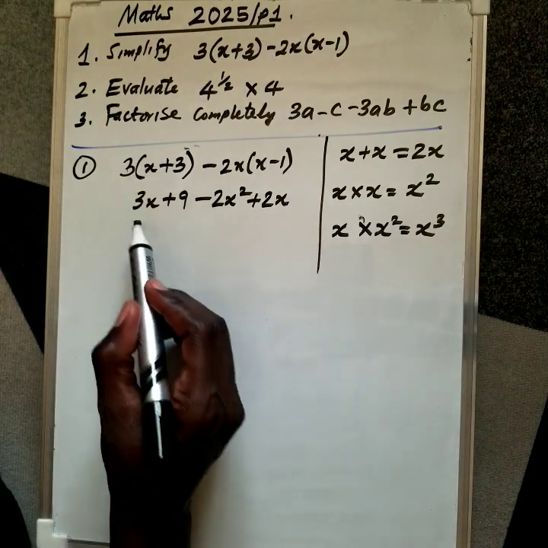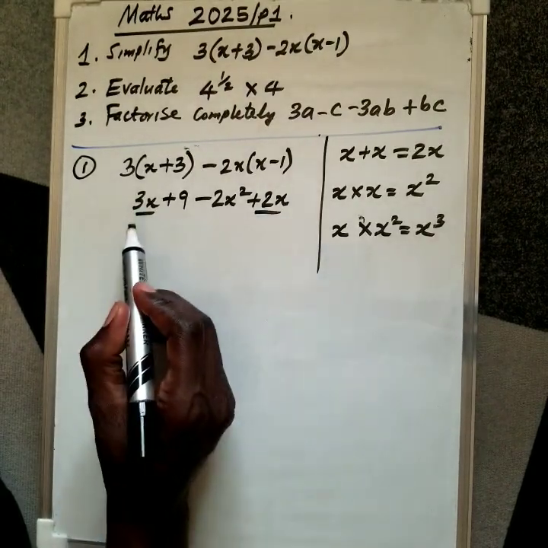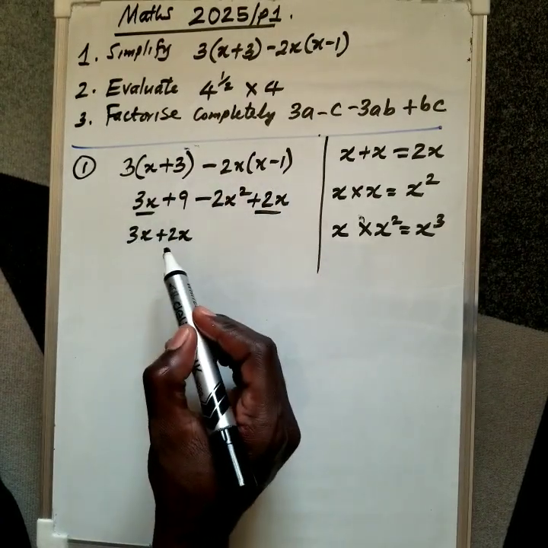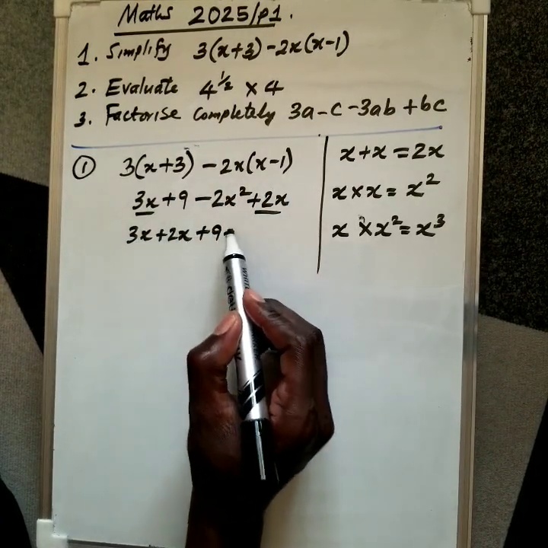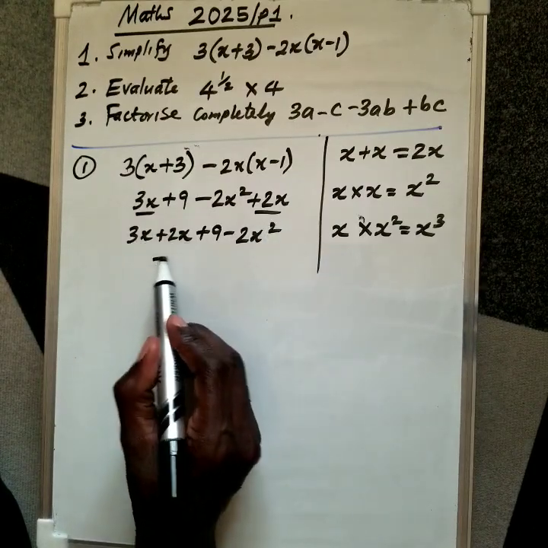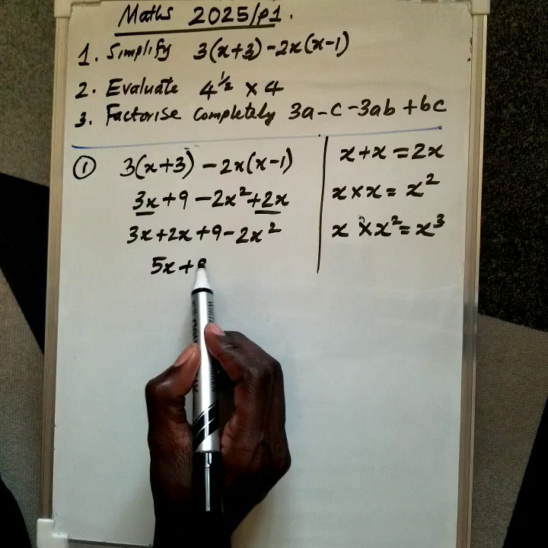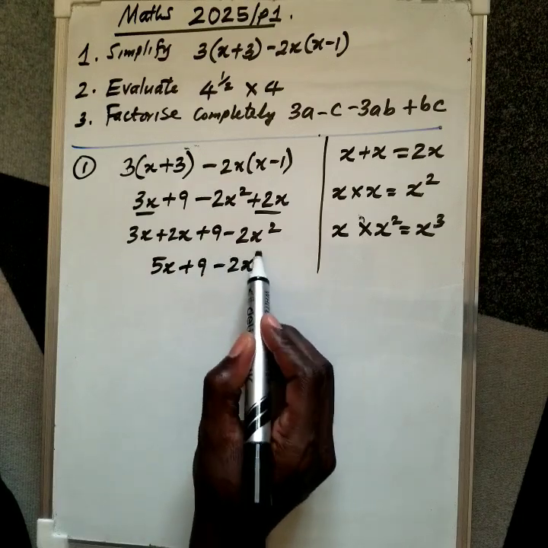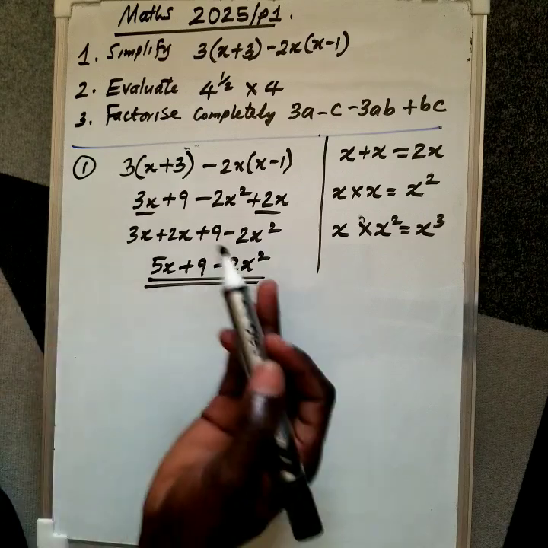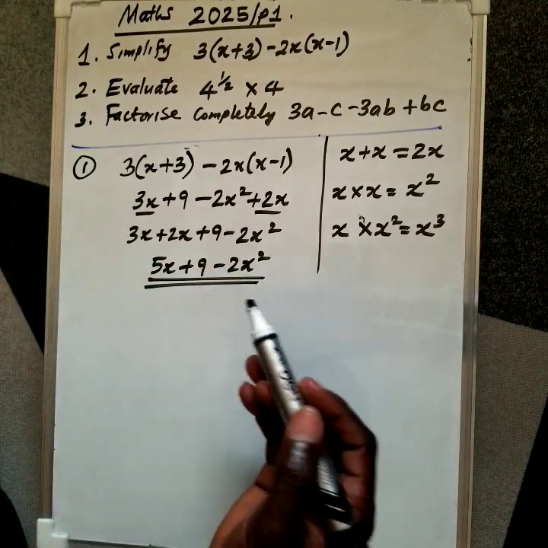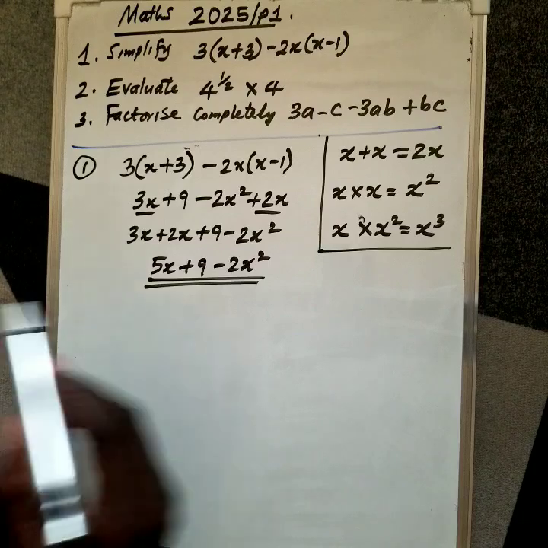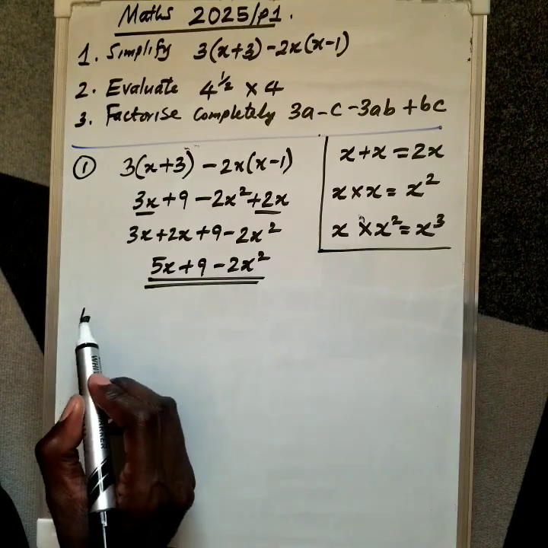So we can collect the like terms. I can see this and that. That would be 3x plus 2x, keeping the sign it has, plus 9 minus 2x squared. That 3x plus 2x will give us 5x plus 9 minus 2x squared. It simply means you have simplified that one. Unless you want to rearrange them, it's possible you can also rearrange them if you want, but leaving it the same way is also fine.